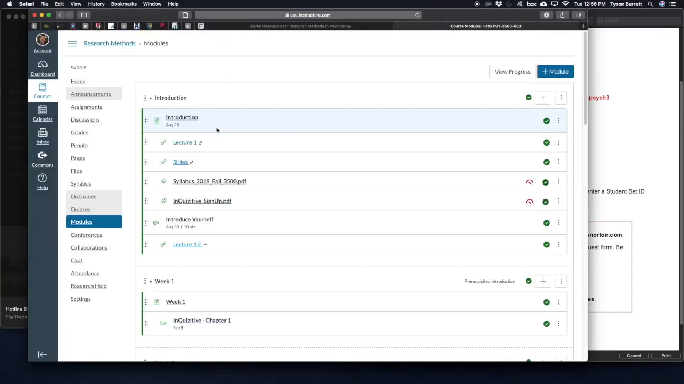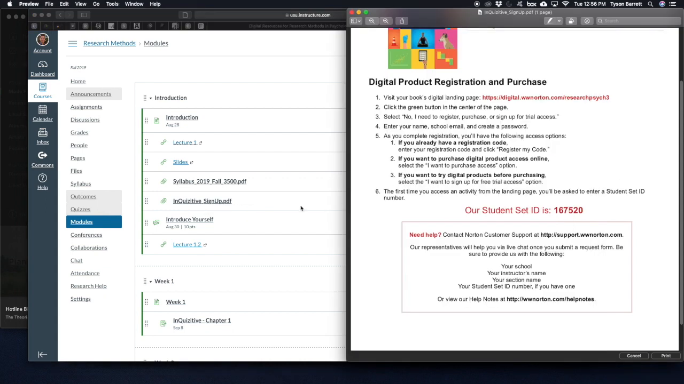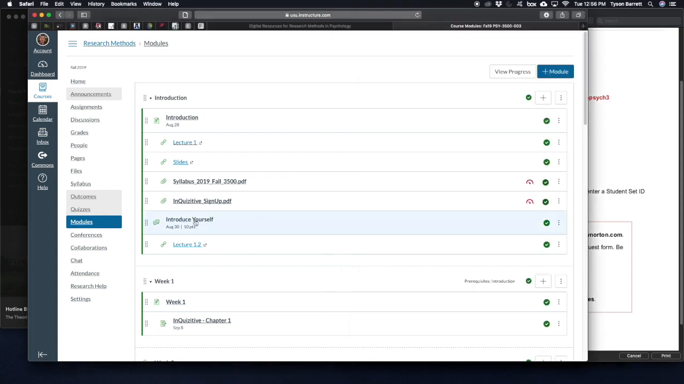On Canvas, the introduction module has an introduction page. It just lines up what's happening. I have the first lecture, slides that went with that first lecture, the syllabus for you to go through, the InQuizitive sign up, which is this, your introduction to yourself, which is just a discussion post, and then this lecture, obviously you found, is lecture 1.2.